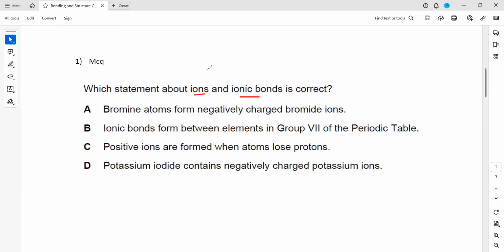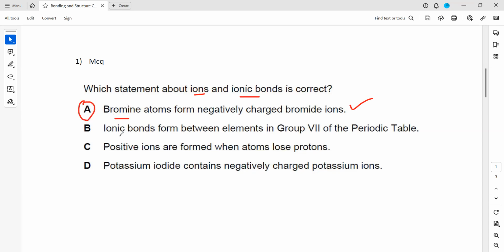So when we check the statements, bromine atom forms a negative bromide ion. That's true because bromine is a non-metal and non-metals have the tendency to gain electrons or form a negative ion. So this statement is correct. So we have to find which is the correct statement. So A is the right statement.